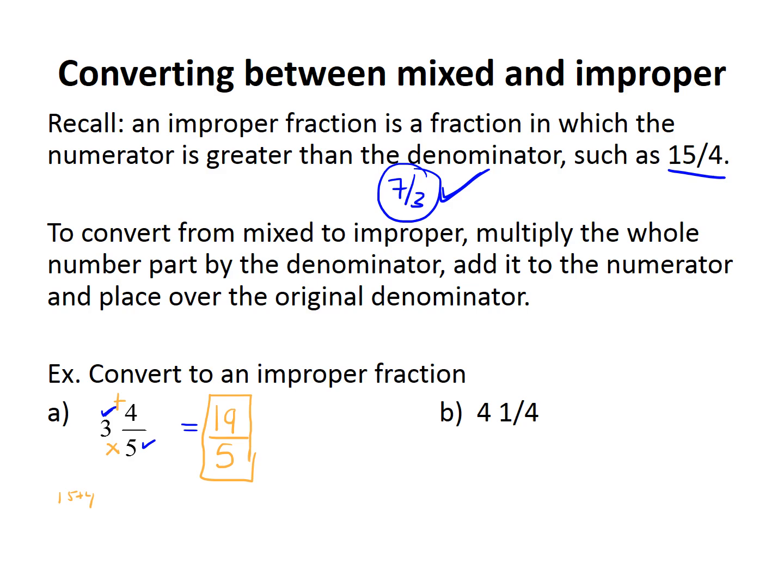So 4 1/4, if you write it like this, it seems better. 4 times 4 plus 1. So 4 times 4 is 16, plus 1 is 17, over the original denominator of 4. It should be 17/4.